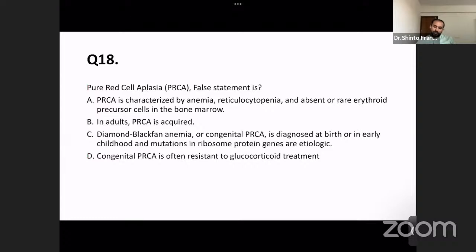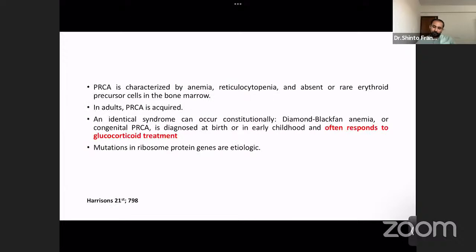Again, question number 18, pure red cell aplasia, false statement. It is characterized by anemia, reticulocytopenia, and absent or rare erythroid precursors in the marrow. In adults, PRCA is acquired. Diamond-Blackfan anemia, congenital PRCA, is diagnosed at birth or early childhood, with mutations in ribosomal proteins. And congenital PRCA is often resistant to glucocorticoid treatment. So, false statement. As mentioned in the options, it is characterized by anemia, reticulocytopenia, and absent erythroid precursors. Usually in adults it is acquired. The treatment part is a correct answer.